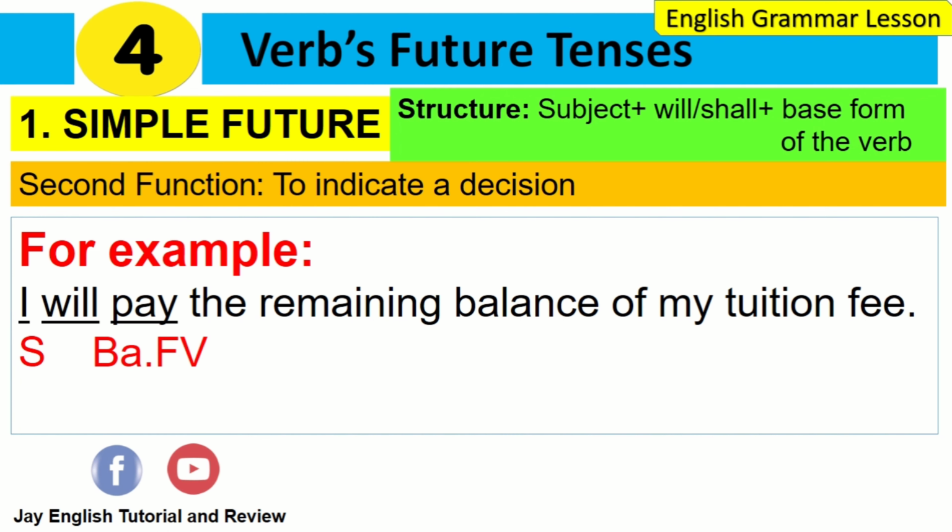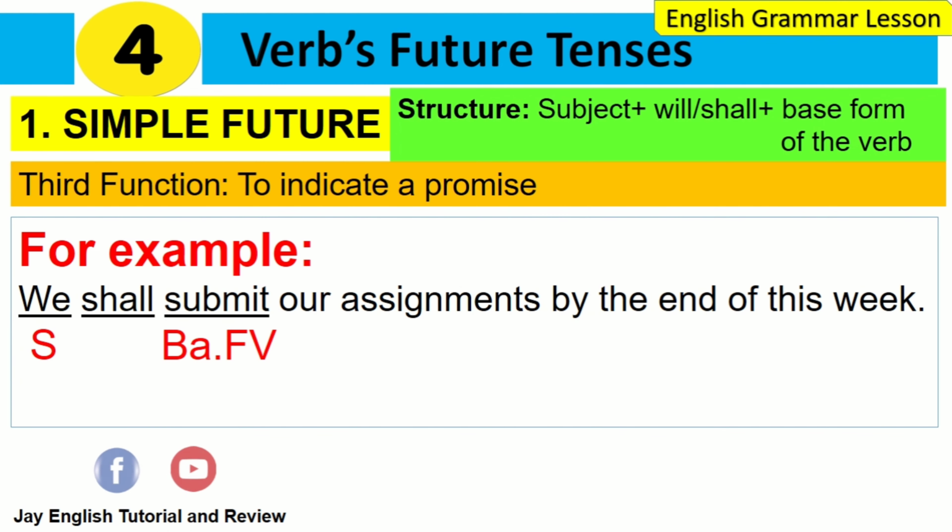Okay? Another example. It is also used to indicate a promise, or when you're going to give a promise on something. For example, we shall submit our assignments by the end of this week. Let's check the structure. We have here we as our subject, followed with shall, then submit as our base form of the verb. The sentence means that we promise to submit our assignments by the end of this week. Okay? So subject plus shall or will plus the base form of the verb, and that is simple future.